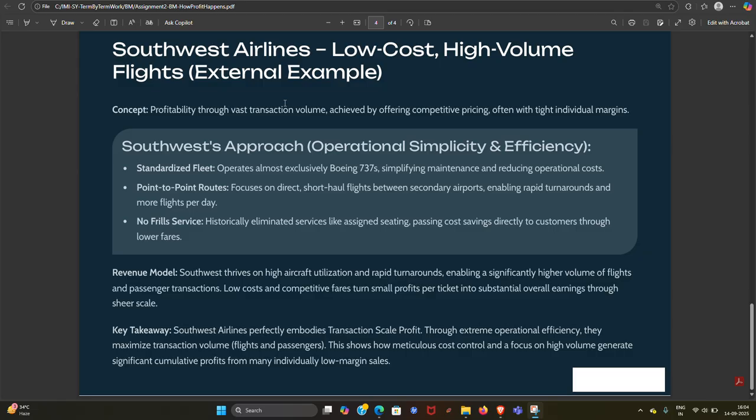Thirdly, no frill service. So they eliminated things such as assigned seating and passed the cost savings directly onto the consumers. So there is no free food in the airplane, there is no entertainment, and there are no seats where you can pay extra for extra legroom. It is just standardized in such a way as to optimize the cost cutting and increase the number of flights and number of transactions.